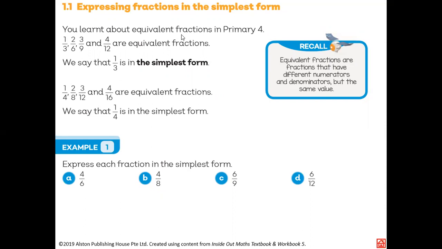Yesterday, we learned about equivalent fractions written in the simplest form. We used some examples. 1/4, 2/8, 3/12, and 4/16 are equivalent fractions. But we say that 1/4 is in the simplest form.